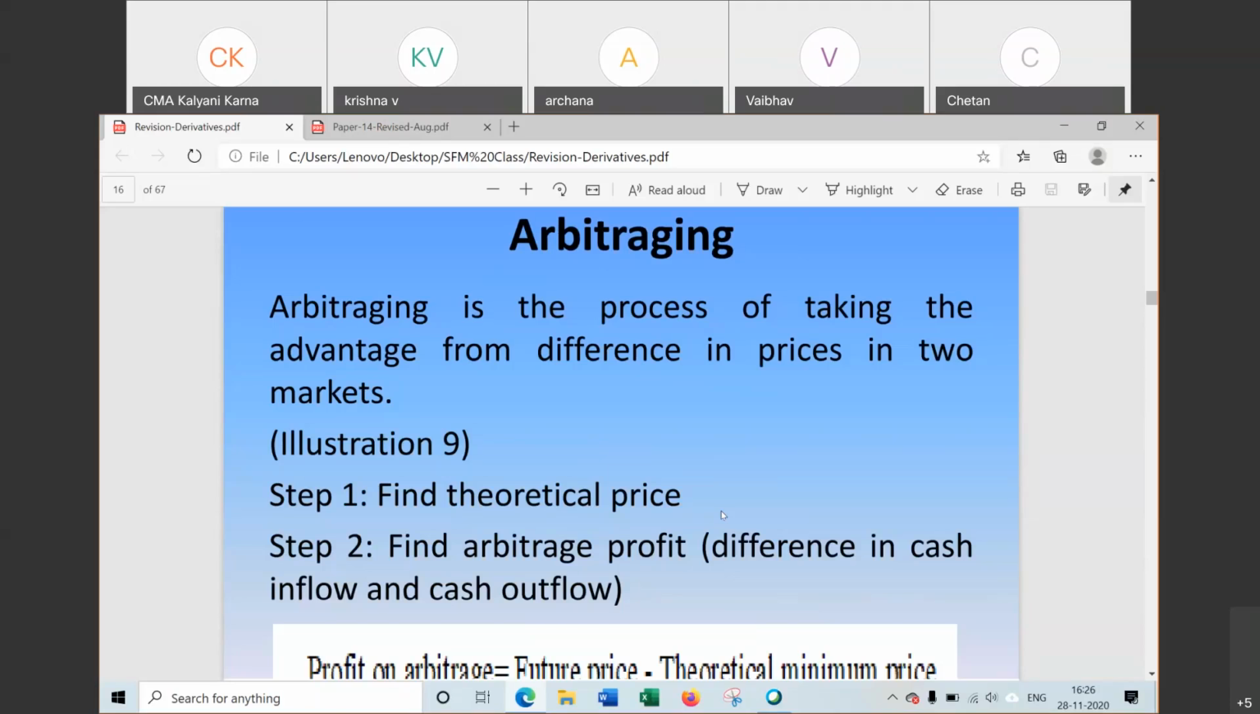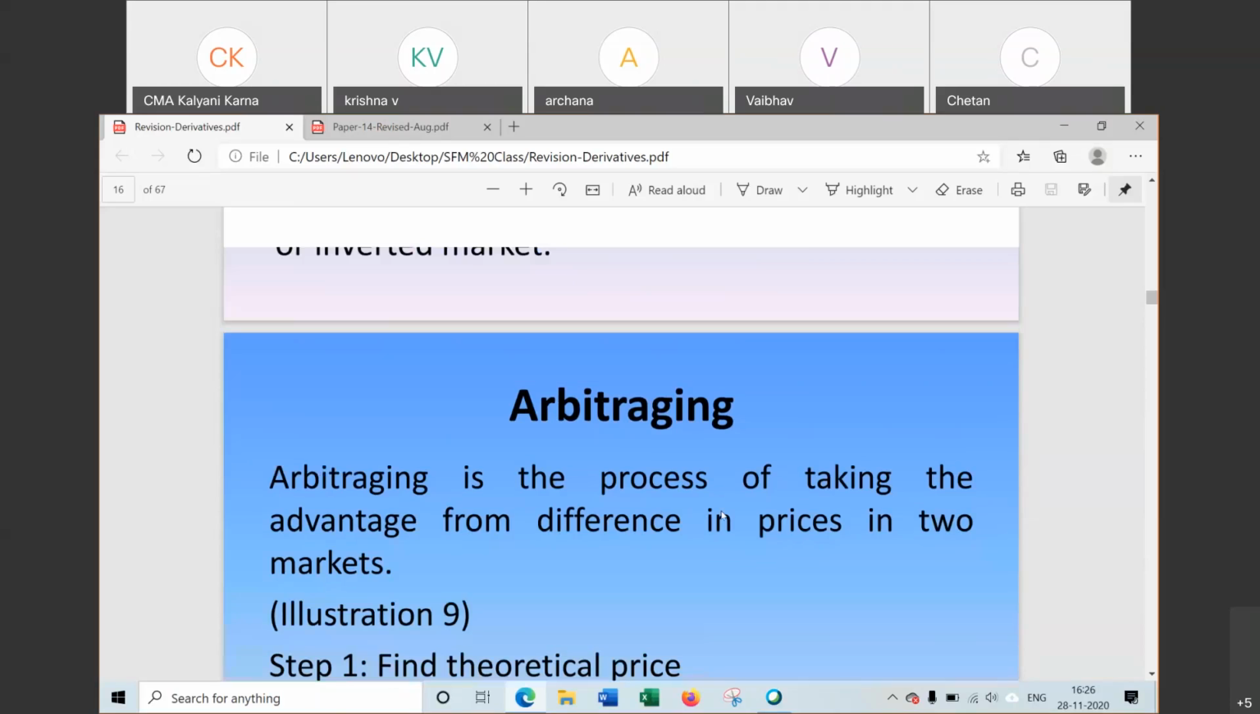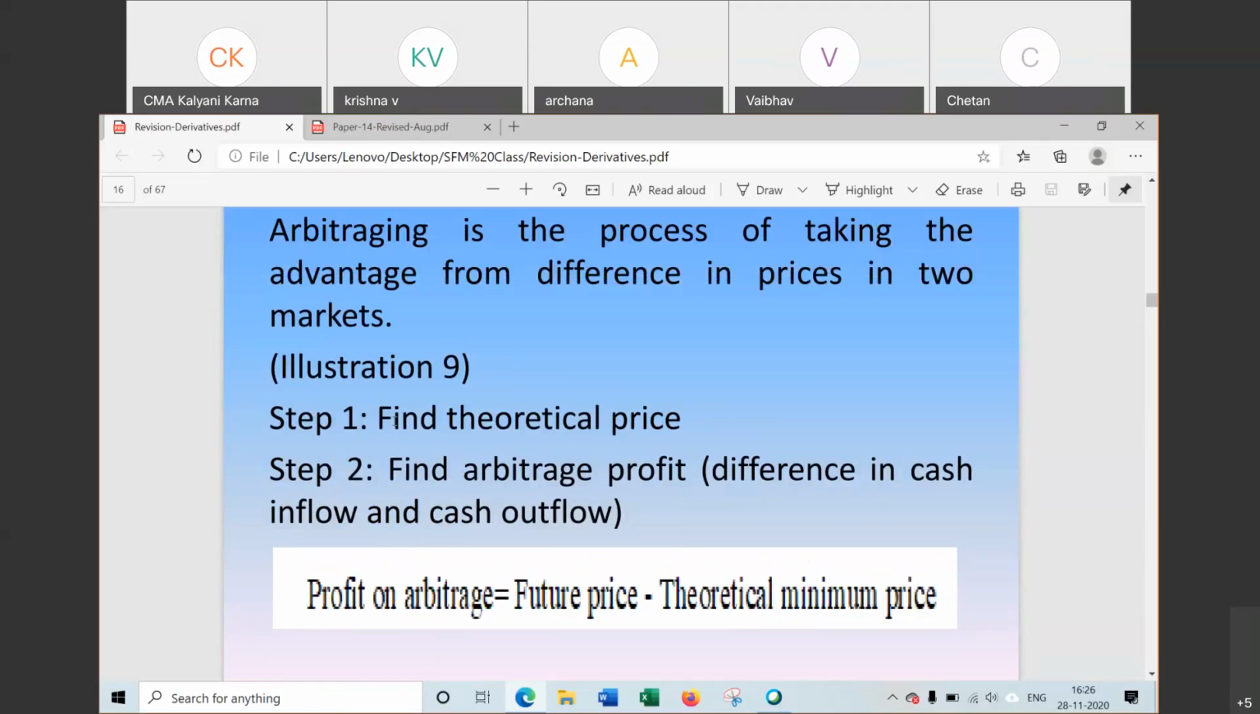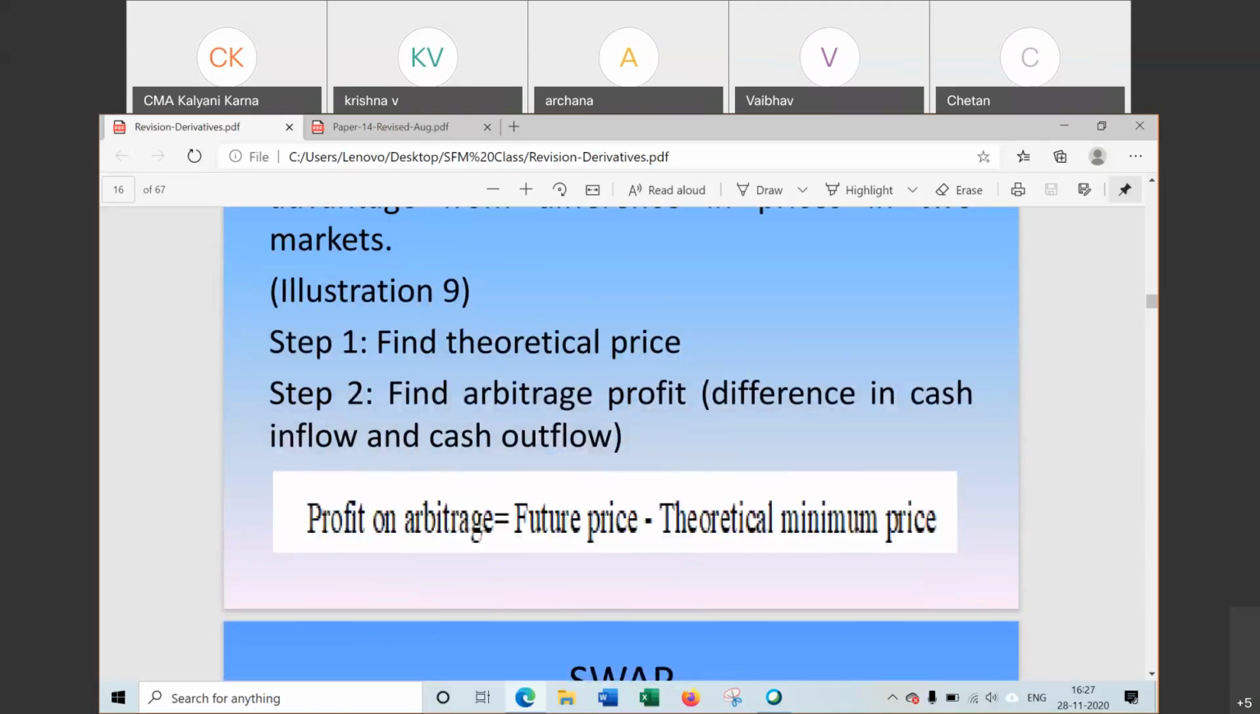Arbitraging, another important topic in this chapter. Arbitraging, question number 9. Question 9 says, first find the critical price, then find the arbitrage profit. So what will be the arbitrage profit? That is future price minus theoretical price.